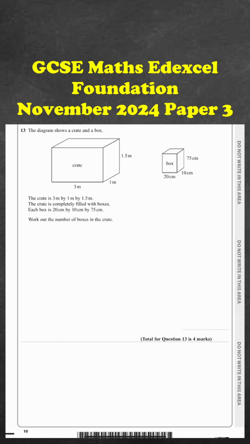So what I'm going to do is work out the volume of the crate and then work out the volume of the boxes, and do the volume of the crate divided by the volume of the boxes. So volume of crate equals 3 meters times 1 meter times 1.5 meters. 3 times 1 times 1.5 on my calculator is just 4.5. Got to be careful with this because we're in different units.